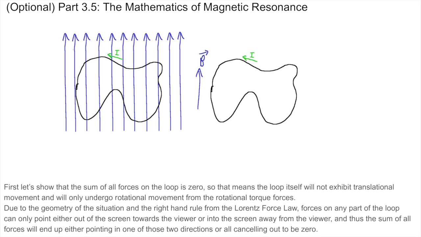So that means the loop itself will not exhibit translational movement and will only undergo rotational movement from the rotational torque forces. Due to the geometry of the situation and the right-hand rule from the Lorentz force law, forces on any part of the loop can only point either out of the screen towards the viewer or into the screen away from the viewer, and thus the sum of all forces will end up either pointing in one of those two directions or all canceling out to be 0.